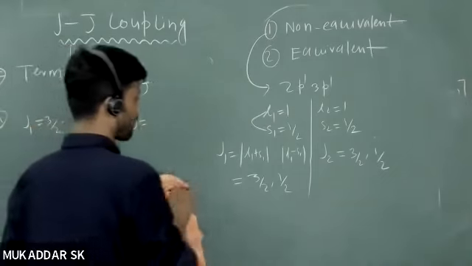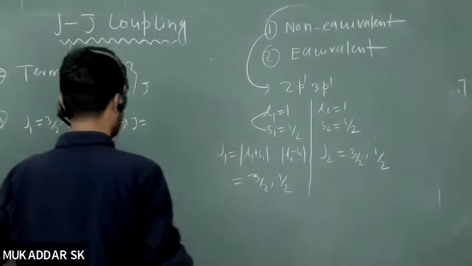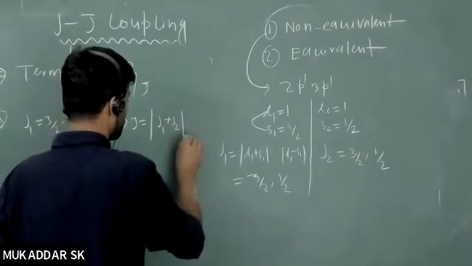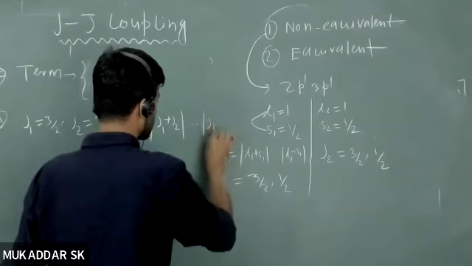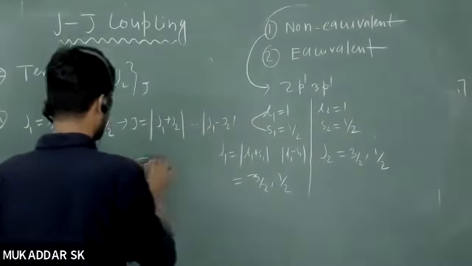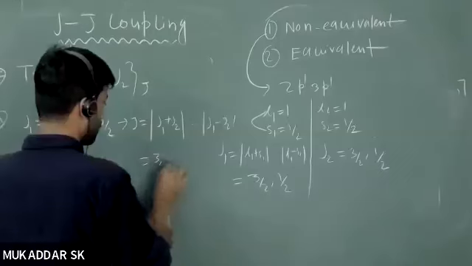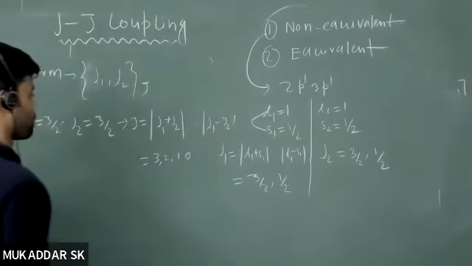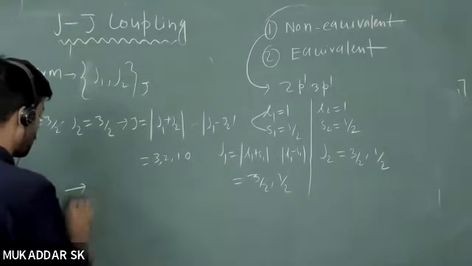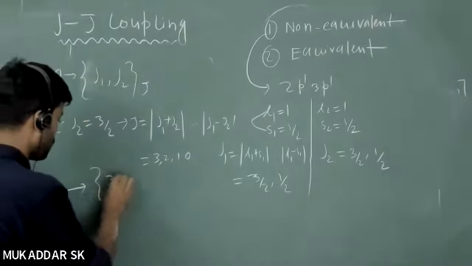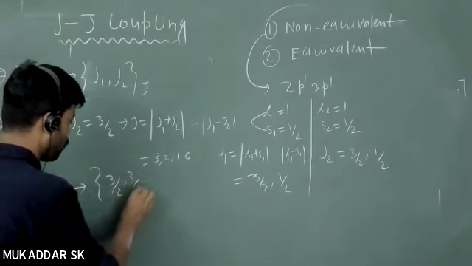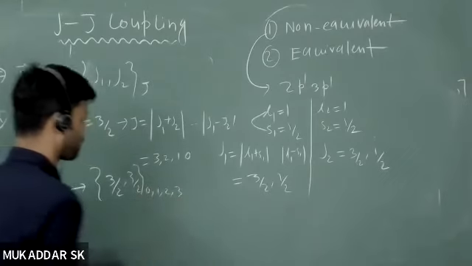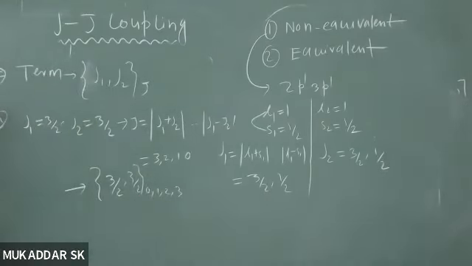J will be from J1 plus J2 to mod J1 minus J2, right? So J1 plus J2 will provide you 3 and J1 minus J2 will provide you 0. So 3, 2, 1 and 0, right? Yes. So the corresponding term will be written as (3/2, 3/2) with J equals 0, 1, 2, 3. So this is your first combination.